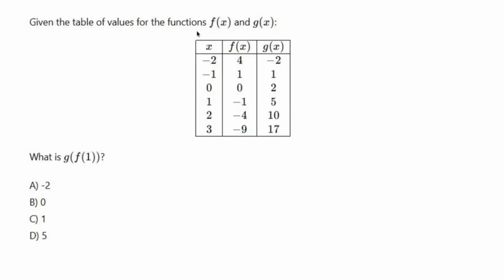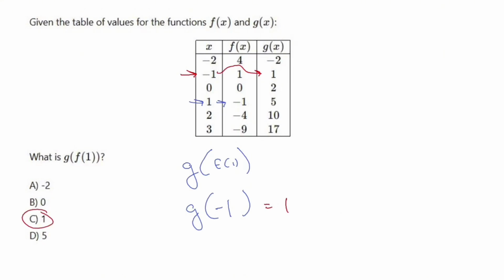Given the table of values for the functions of f of x and g of x, we have x's and f of x's and g of x's. What is g of f of 1? All right, well, g of f of 1 is going to be me first finding out what f of 1 is. So let's go to where x equals 1, and f of x when x equals 1 is negative 1. So now what I have to do is find out g of negative 1. So I go back to this table, I go to where x is negative 1, and when x is negative 1, g is 1. So at the end of the day, g of f of 1 equals 1. So my answer is C.